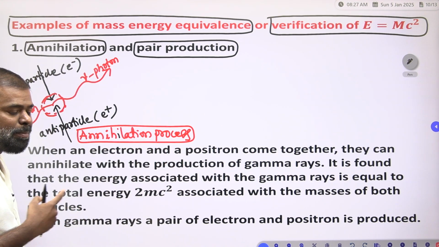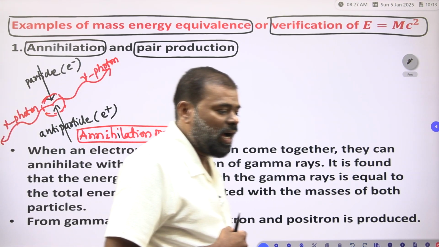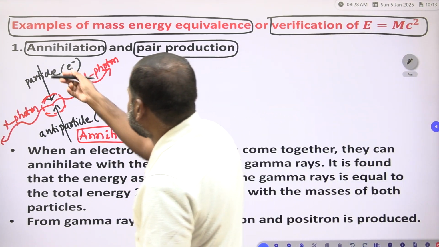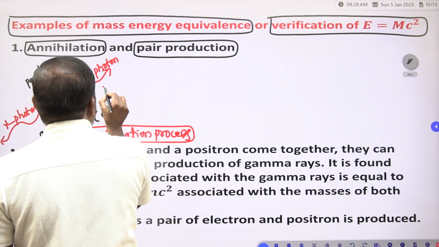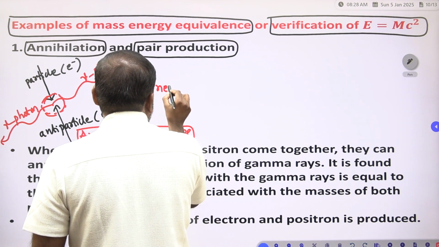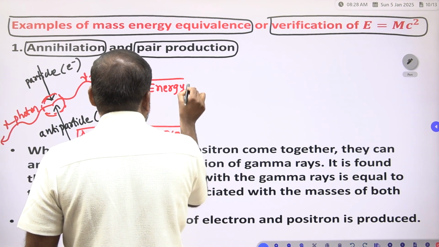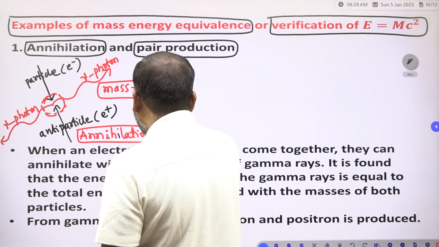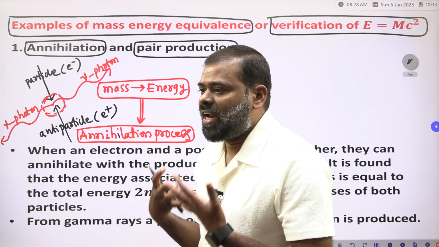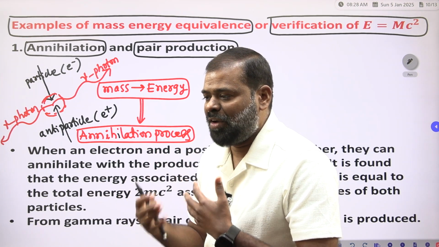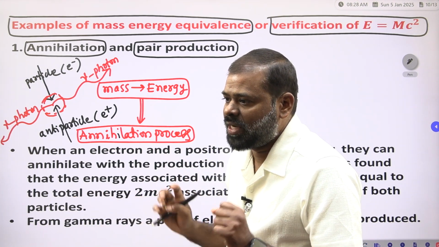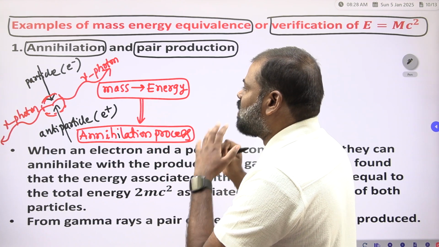In this annihilation process, which phenomenon occurs? Mass is converted to energy. Here, the mass of the particle and anti-particle is converted to energy. Such a phenomenon we call the annihilation phenomenon. This is very important. When I teach nuclear physics, I will derive the annihilation and pair production expressions also. But for now, you learn the concept.